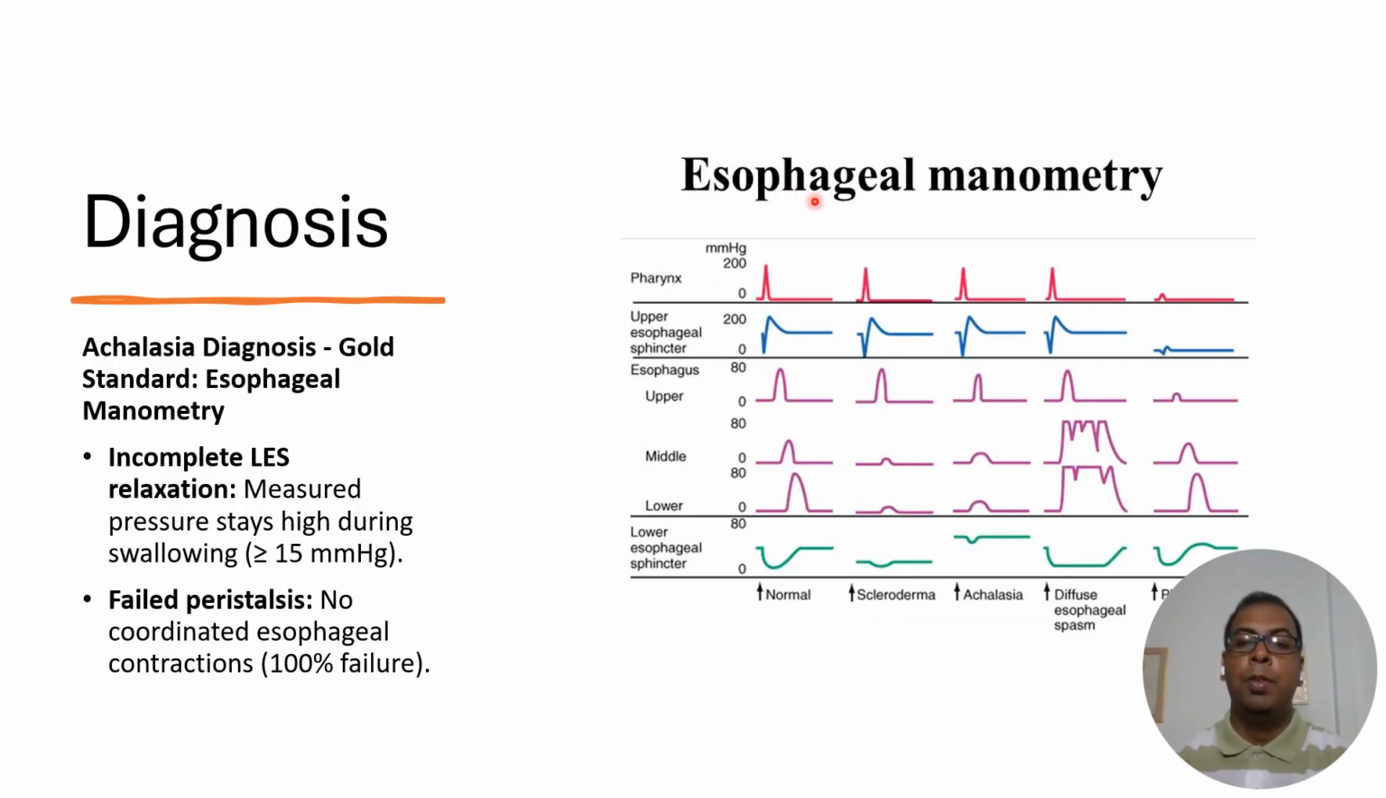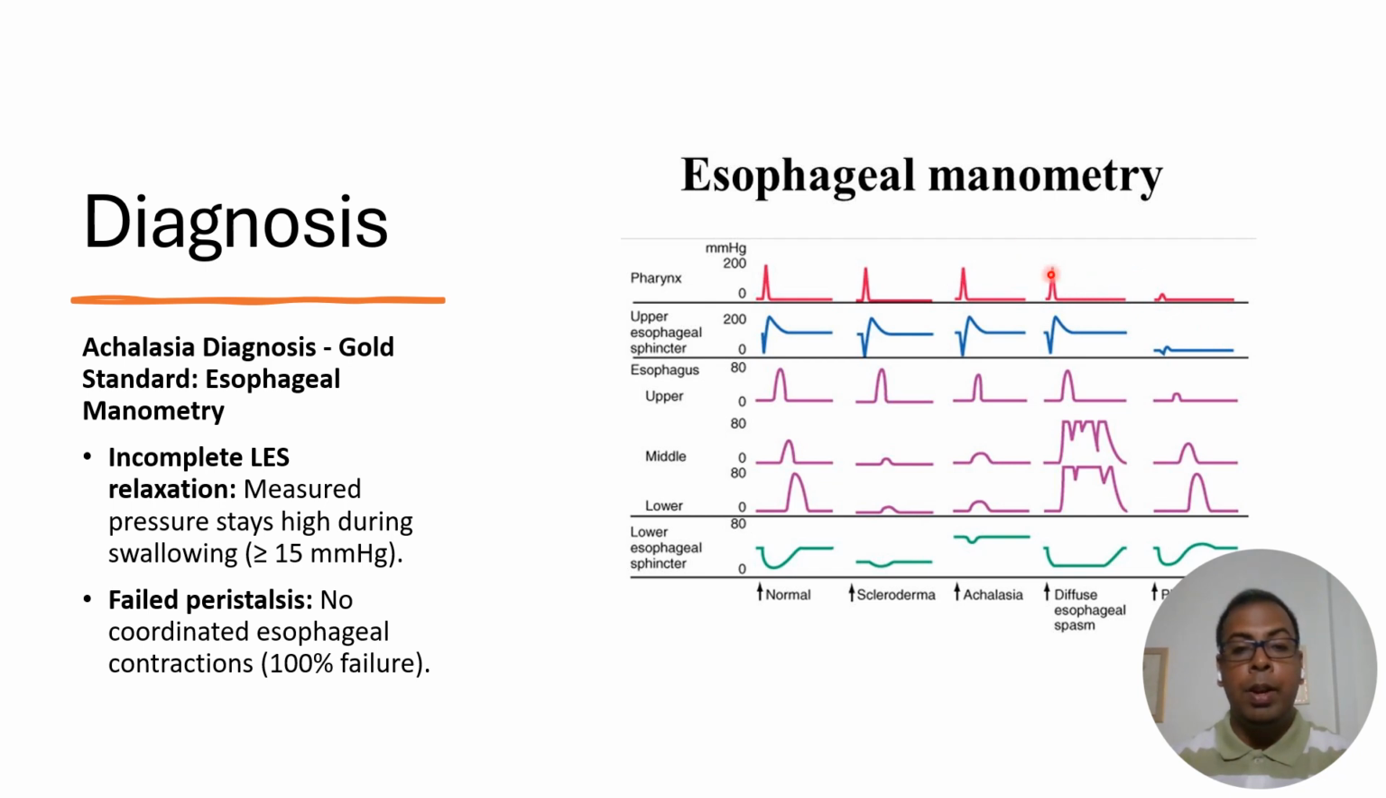All right, so like I said, esophageal manometry is a gold standard way in which we would diagnose achalasia. So this is a really helpful chart to demonstrate how esophageal manometry is able to diagnose achalasia. If we pay attention to the notes here, we see incomplete lower esophageal relaxation. So the measured pressure stays high during swallowing. I'll demonstrate that shortly. And there's failed peristalsis, no coordinated esophageal contraction, 100% failure of esophageal contraction.